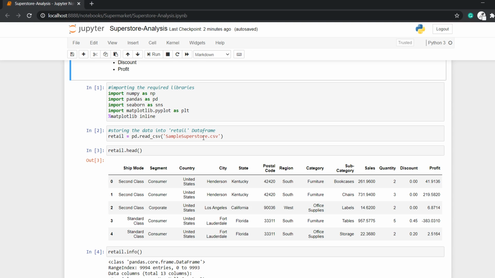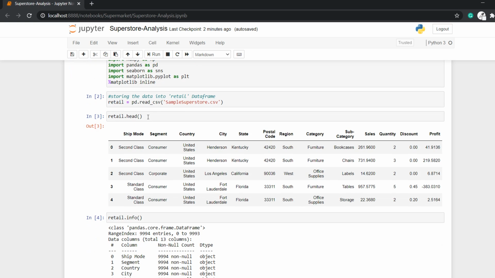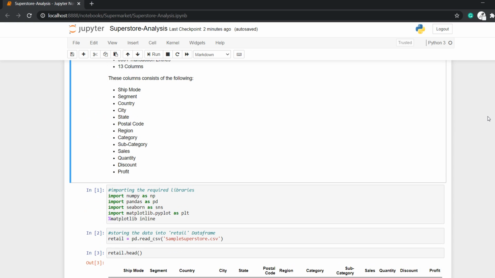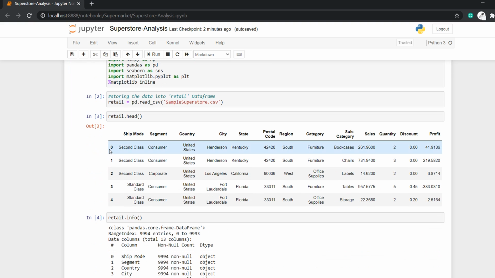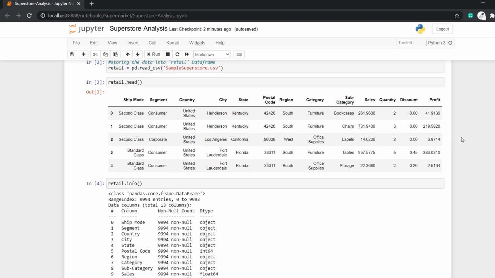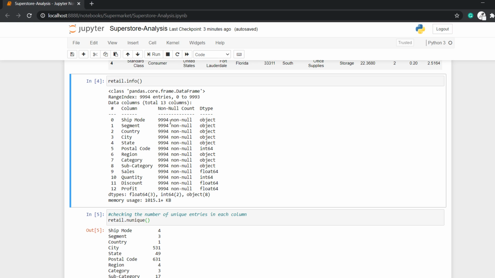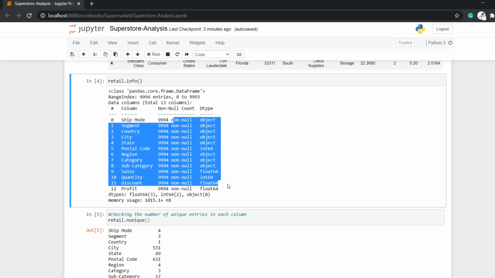Here we are storing our data into a retail variable, and this retail variable is now a data frame. In the same way, we can check that there are multiple columns. To be accurate, there are total 13 columns and 9,994 transaction entries. So each row in this data frame is a transaction and each column has a particular attribute. Here our main focus is on sales and profit. We can see here there are no missing values in our data frame.